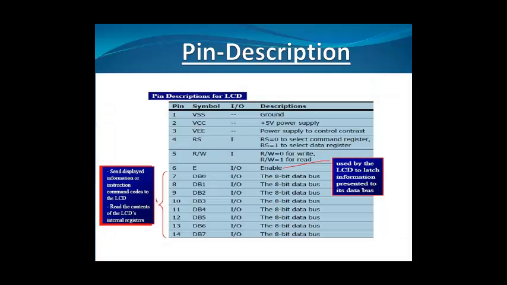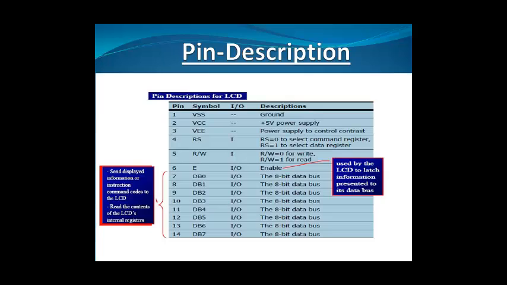Now the pin description of LCD. While the pins VCC and VSS provide plus 5 volt and ground respectively, VEE is used for controlling LCD contrast, and this contrast can be adjusted by varying the voltage at this pin. This is done by connecting one end of the pot to the VCC and another end to the ground, and connecting the central terminal, that is the wiper of the pot, to the VEE pin.